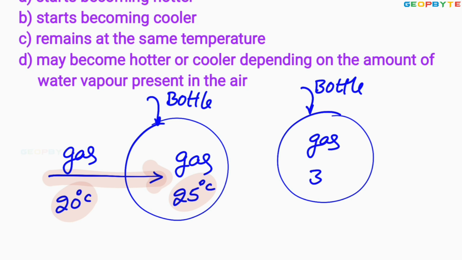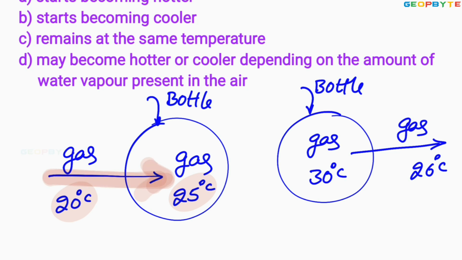May be maintaining 30 degrees centigrade. If this bottle has some puncture, the gas is trying to leave from the bottle. By the time the gas is leaving from the bottle, the gas may be maintaining around 26 degrees centigrade approximately. From this, you can conclude that by the time the gas is entering the bottle, temperature increases. On the other hand, by the time the gas is leaving from the bottle, the temperature decreases.